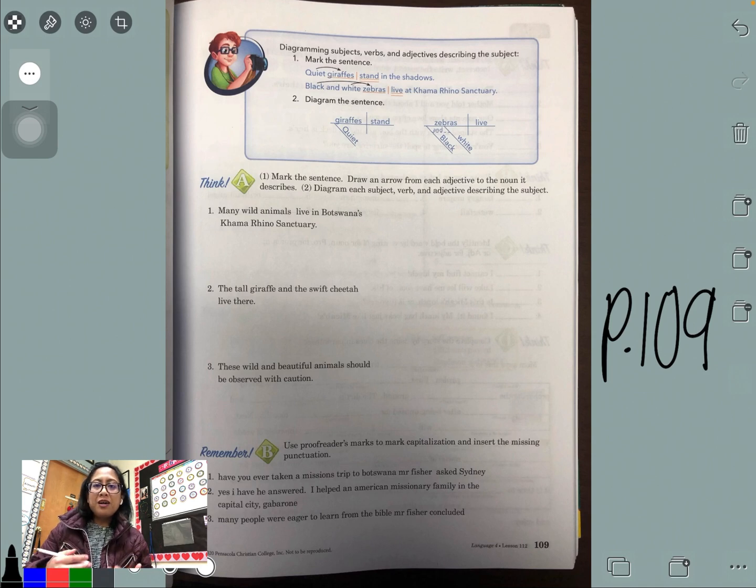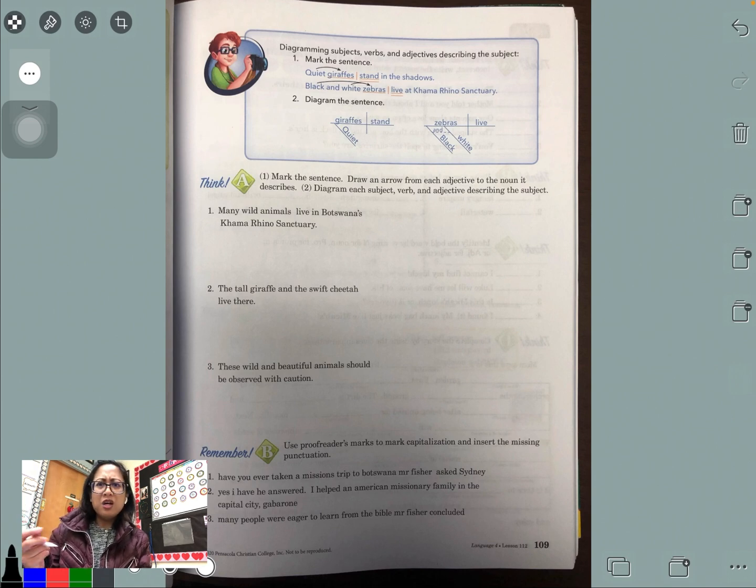The verbs are action words, or they can be state of being verbs like is, are, was, were, has, had, have, or even helping verbs like do, does, will, shall, all of that. I'm trying to look at the chart over here. Okay, so the question you just need to ask when you are looking for the verb is, what's happening? What's going on? What's the action?